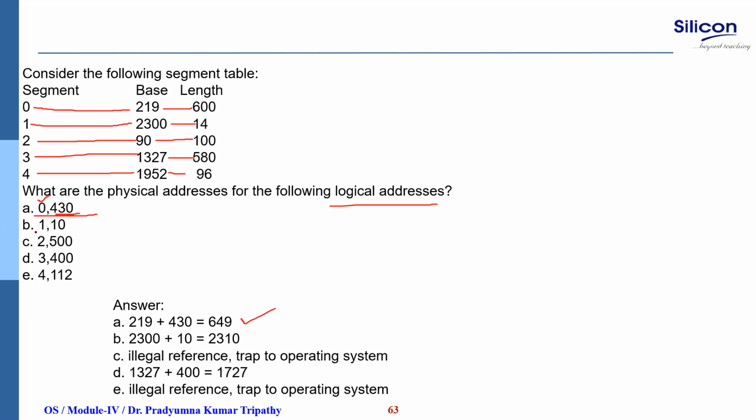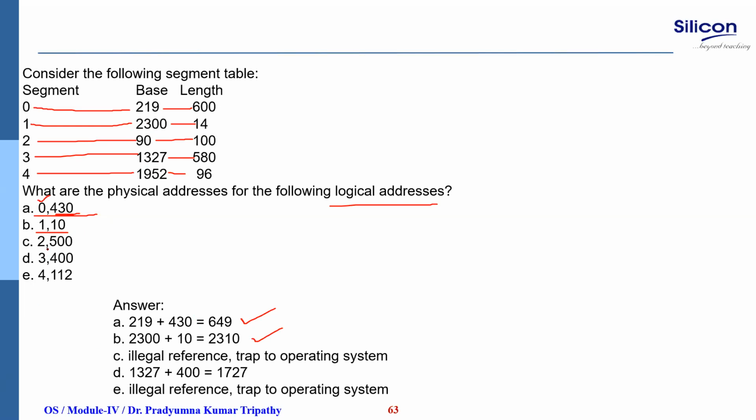Suppose the address generated for segment 1 is 10. For segment 1, what is the length? 14. What is generated? 10. So 10 is less than 14, therefore it is valid. Now 10 will be added with 2300 to compute the physical address.